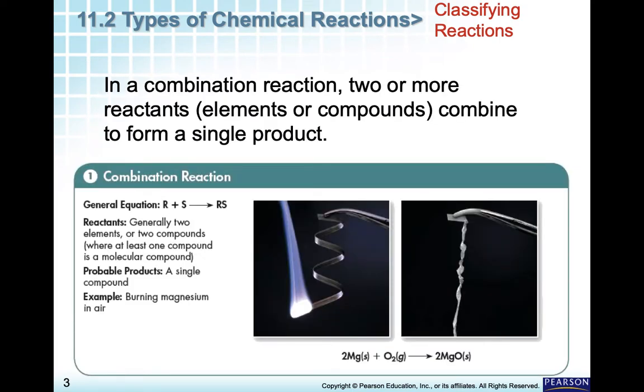So the first type, combination or synthesis. General equation is we have 2 substances. They could be elements or they could be compounds, and they combine to make one larger product. And so we have in the picture here magnesium ribbon that has been ignited or burning in the presence of oxygen, and it will form magnesium oxide. So if you see 2 elements, you're likely looking at a synthesis reaction.